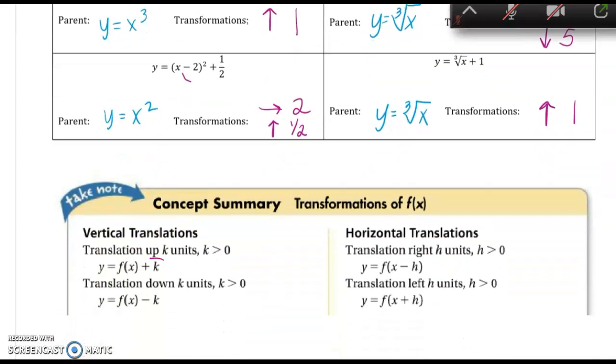So we often call the outside number k, and we call the inside number h. And that's all we have.